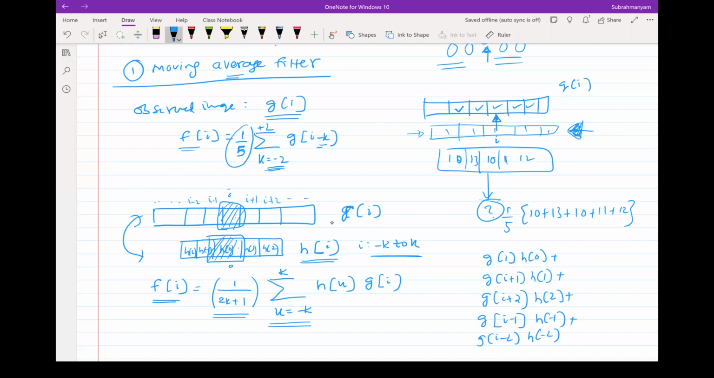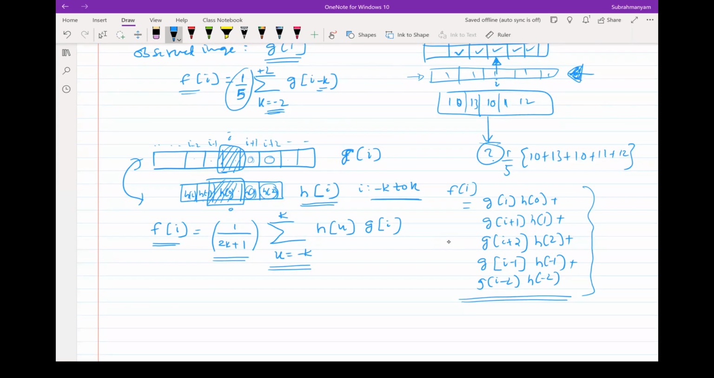You need to multiply that which is there at i plus 1 with h of 1, whichever is there at i plus 2 with h of 2, i minus 1 with h of minus 1, i minus 2 with h of minus 2. This would give me the value of f of i. Suppose I want to find out some i, then you keep the center aligned, h of 0 there, and you repeat the same thing.